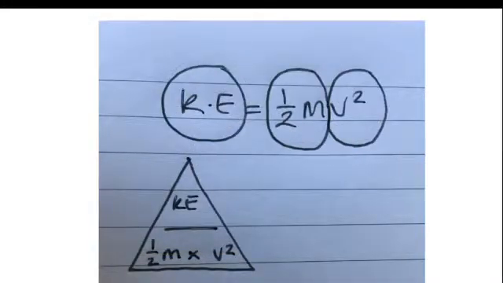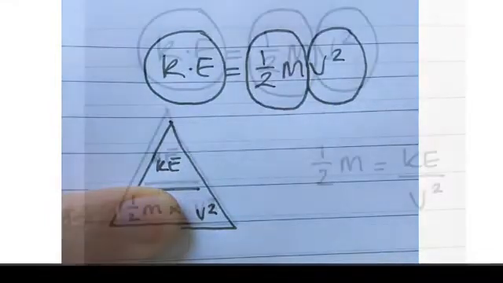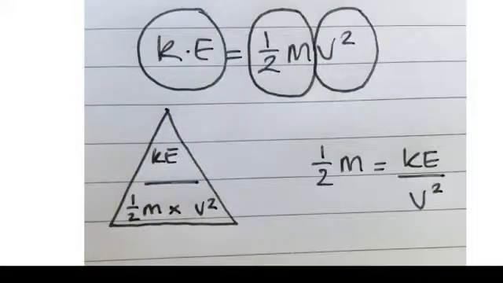The kinetic energy will need to go at the top of our triangle so that when we cover it over, we're being shown to do a half of m times by v squared. So, if we need to rearrange to find the mass, we can find half of the mass by covering it over and doing the kinetic energy divided by the squared velocity or speed. That would find us half of the mass, and then all we'll need to do is times it by 2 to get all of the mass.